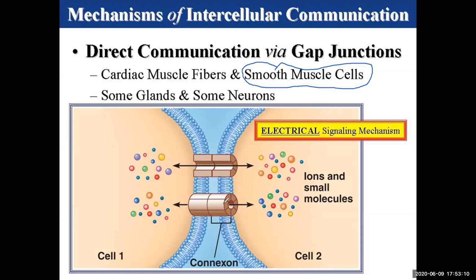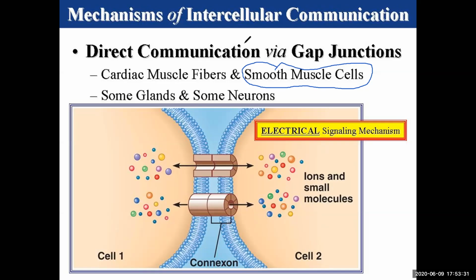Then we're going to come back to the digestive system and talk about that. But those smooth muscle cells within the gastrointestinal tract, GI tract, rely on these gap junctions, allowing communication between neighboring smooth muscle cells.